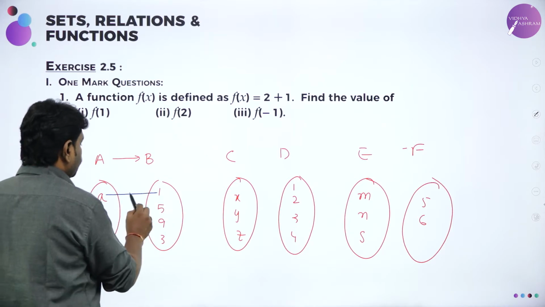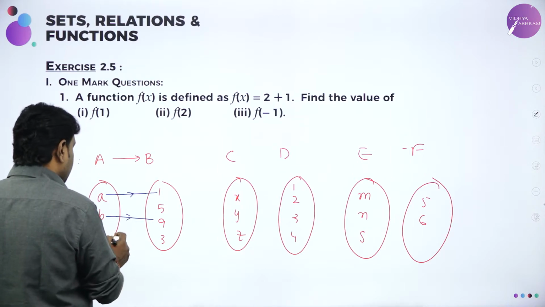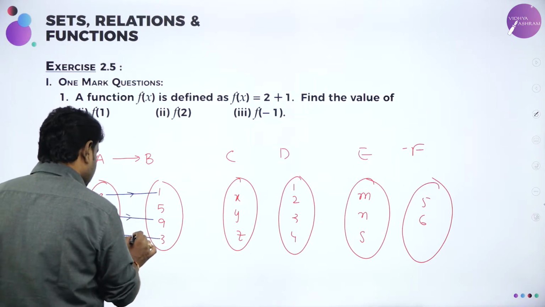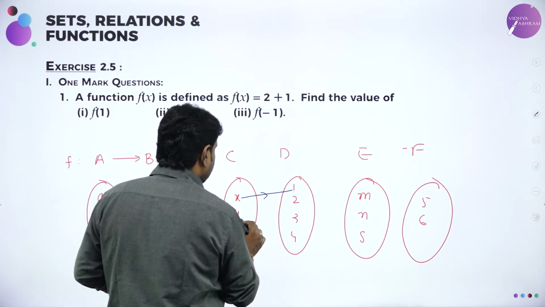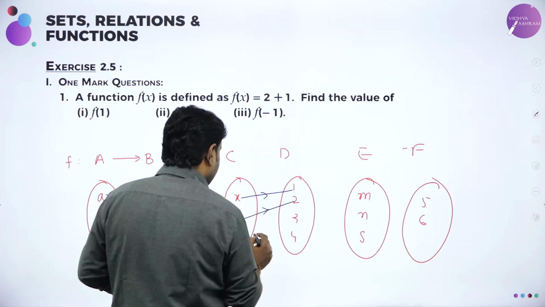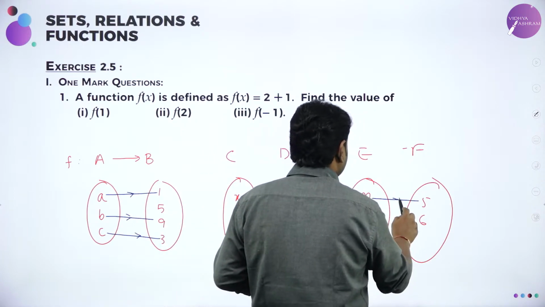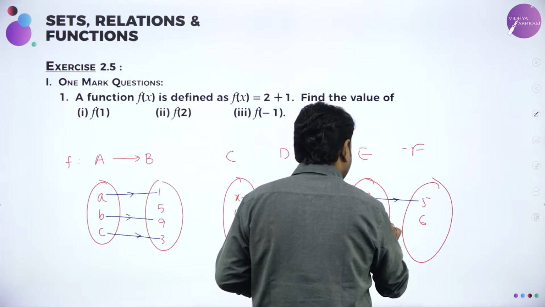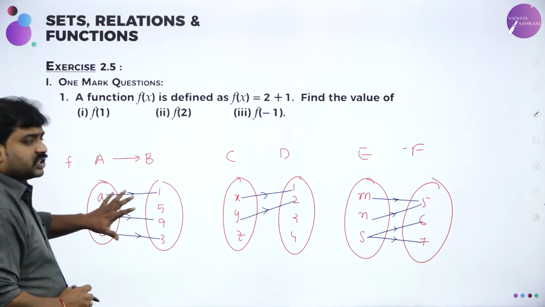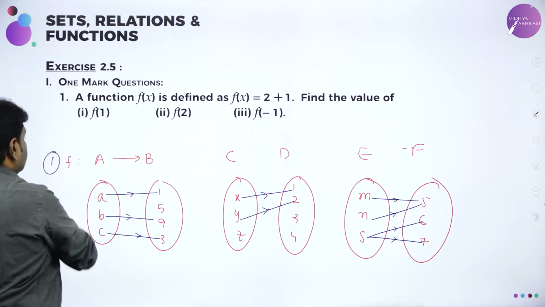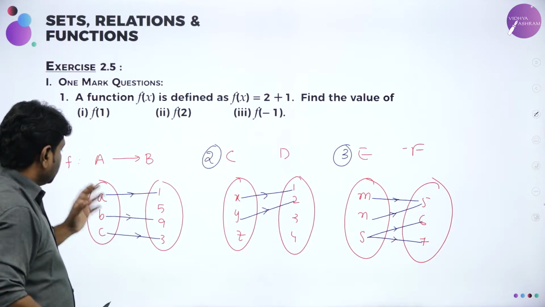So now A maps to 1, say B maps to 9, say C maps to 3. This is one thing. Here X maps to 1, Y maps to 2, that's it. And here M maps to this, and N maps to this, S maps to this. I can say this is a function. Say I call this 1, call this 2, call this 3, and now we'll take a decision whether this is a function or not.